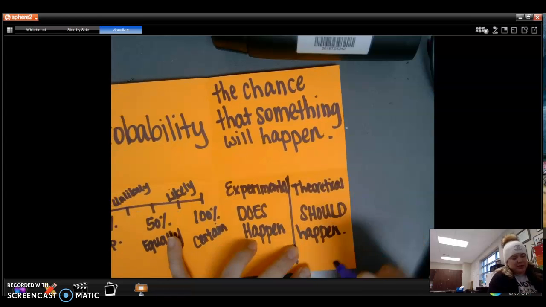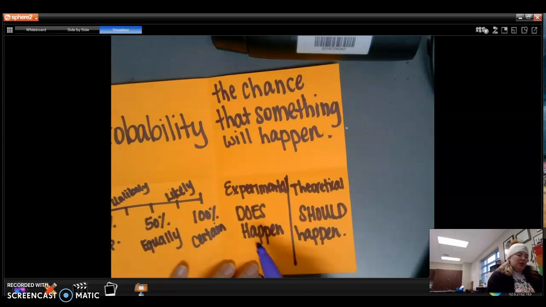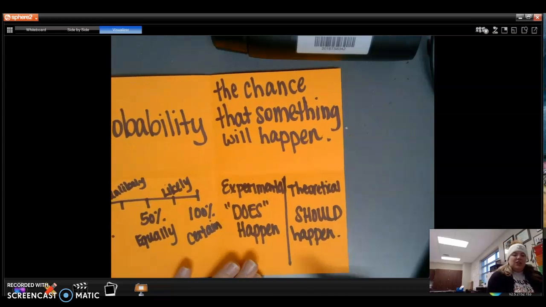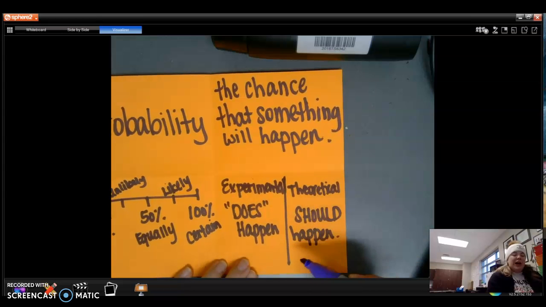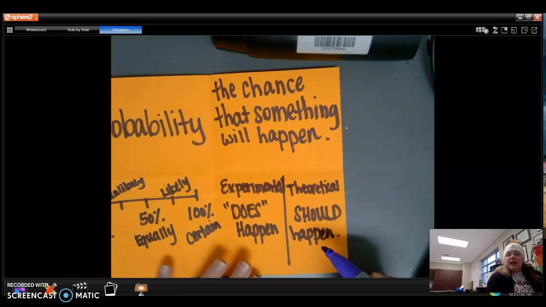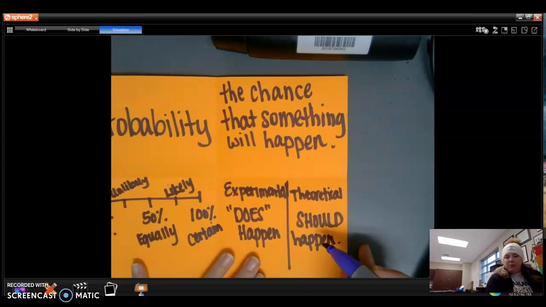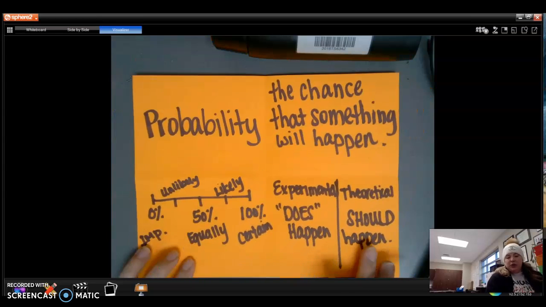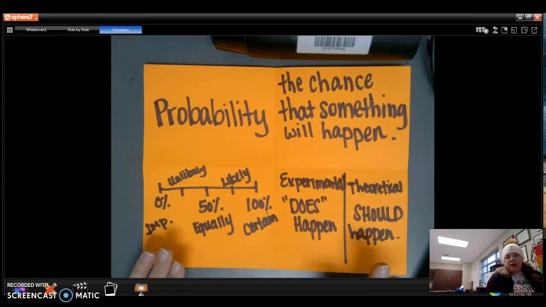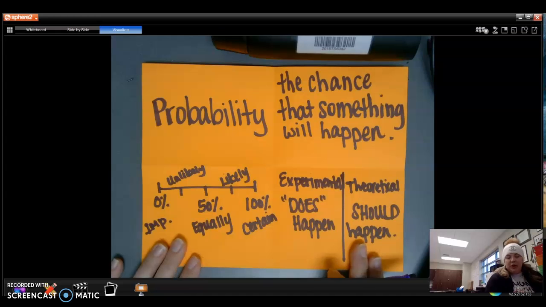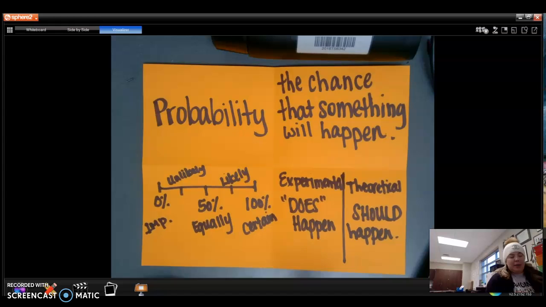We're going to get into the specifics of that as we go throughout this unit. But experimental is what does happen based on the experiment, and theoretical is what should happen based on a given number of outcomes, okay? The likelihood of an event based on a given number of outcomes. I want you to put this in your notebook, update your divider with probability Frayer model, and then come back on here for the elaborate section.